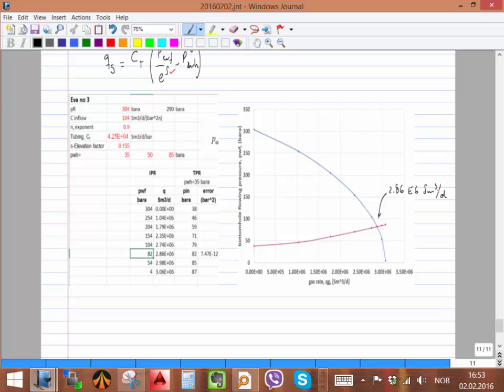Now, what do you think is going to happen with time? With the reservoir is depleting. Let's say that we are keeping the wellhead pressure constant. We have a separator or we have a compressor. We have something that is keeping it constant. How is this curve going to look with time, the blue curve, the IPR curve? This is IPR and this is TPR.